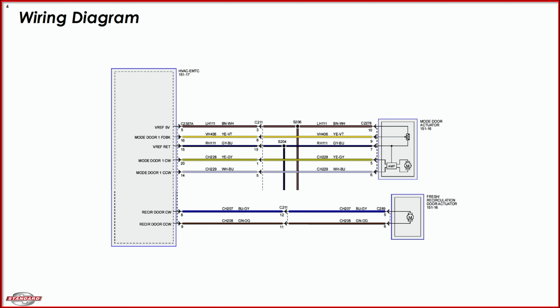I've pulled up a wiring diagram for the previous vehicle to show the 2-wire and 5-wire actuator on the same screen. Here we can see a 2-wire recirc door actuator on the bottom and a 5-wire mode door actuator on the top that could be used for a temperature blend door or a mode door. The air doors for this car are connected to and being managed by the HVAC EMTC system, the HVAC control unit.